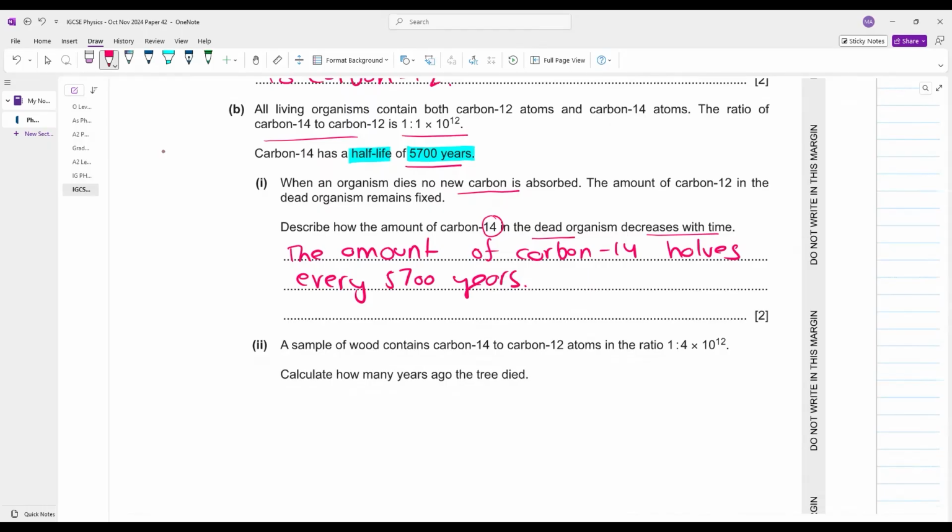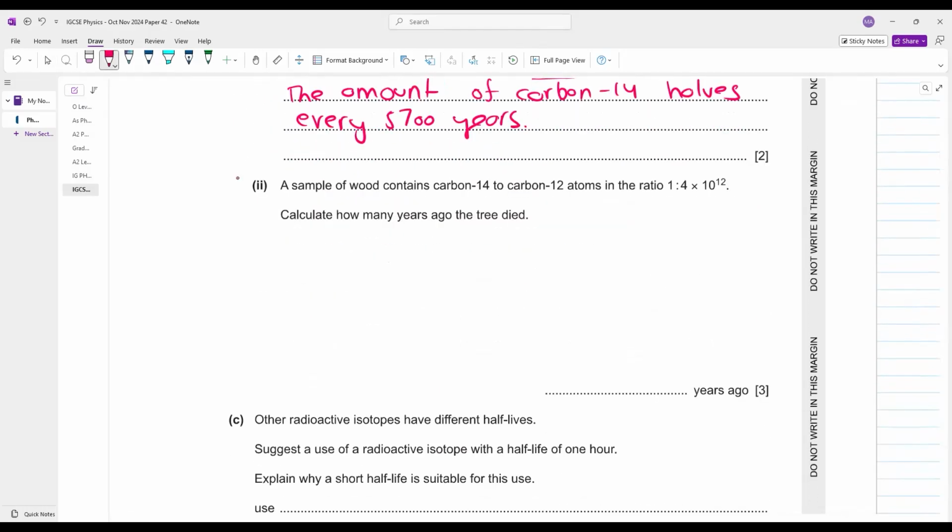ratio 4 into 10 raised to the power of 12. Calculate how many years ago the tree died. हमने बताना है कि कितने साल पहले जो है ये ट्री डाई हो चुका है. द नॉर्मल कार्बन 14 टू कार्बन 12 रेशियो क्या था? 1 रेशियो 1 into 10 raised to the power of 12. After one half life, after 5,700 years, the carbon 12 amount remains same. 1 into 10 raised to the power of 12. Carbon 14 halves. ये 0.5 हो जाएगा.